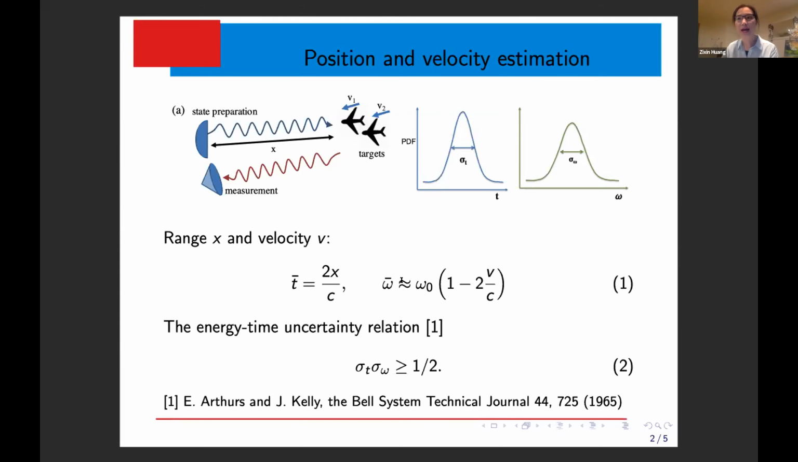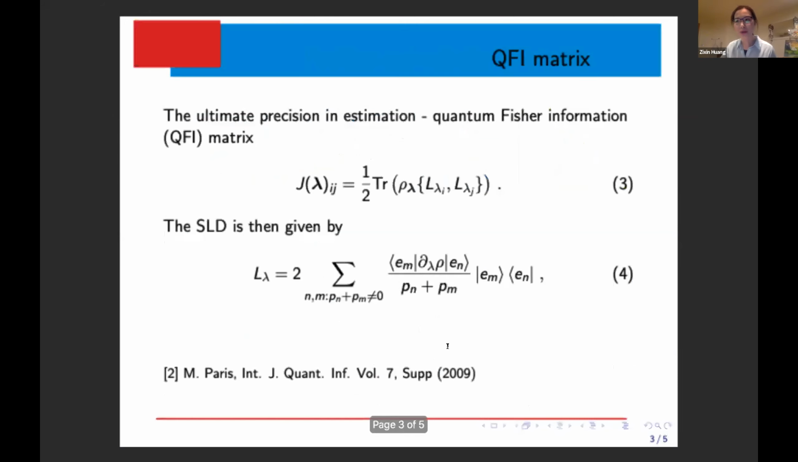Now, the pulses have an uncertainty in frequency and time, and these are related by a Fourier transform. Traditionally, the energy-time uncertainty relation puts a fundamental limit on the precision with which you can measure these parameters. We have that the product of the bandwidth and its duration is lower bounded by a half. And we will show that entanglement can help lift this trade-off. So now we will calculate the ultimate precision in measuring the time of arrival and frequency of a pulse. The tool we're using is quantum estimation theory.